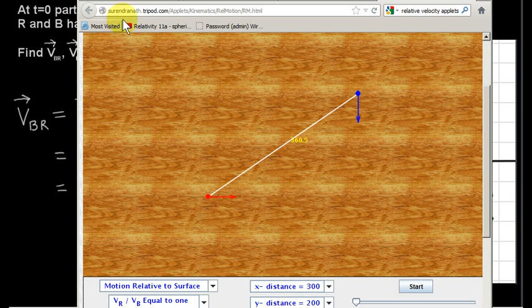You can see an applet for this motion here. The fixed axes are not shown in the applet, but the red particle is 300 units from the origin. The blue particle is 200 units above the origin. Also shown here is the distance between the particles. VR, the velocity of the red particle, is 60i. VB, the velocity of the blue particle, is -60j. So in this animation we are going to see the absolute velocities of the particles.